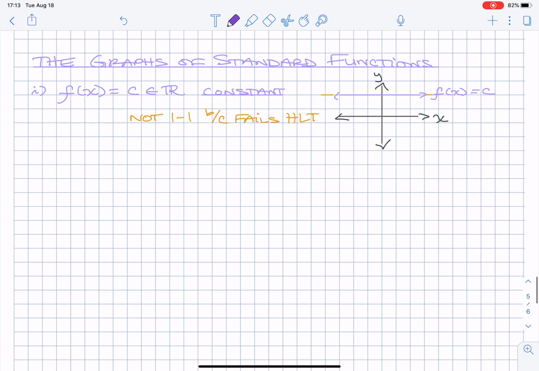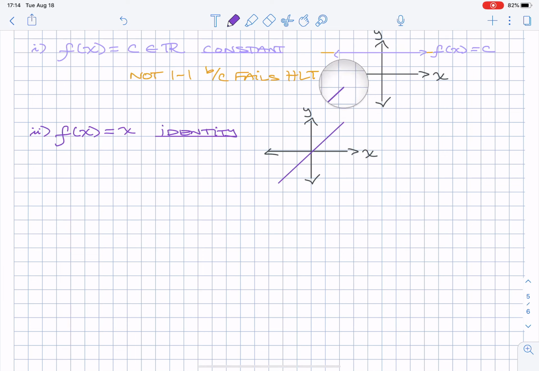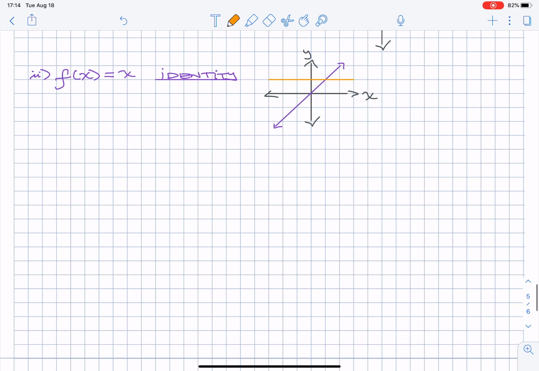Okay, let's look at number 2, which is the line f of x equals x, which is the identity function. Okay, so looking at the identity function, what the graph of that looks like is the main diagonal. Okay, there we go. A bit better there. Okay, so this does pass the horizontal line test, right? So if I draw a horizontal line, it only intersects once. So it is one-to-one.